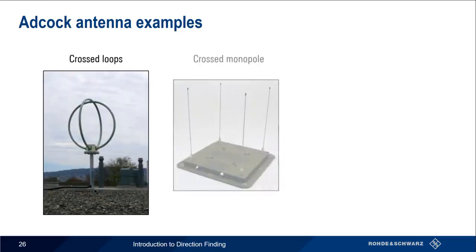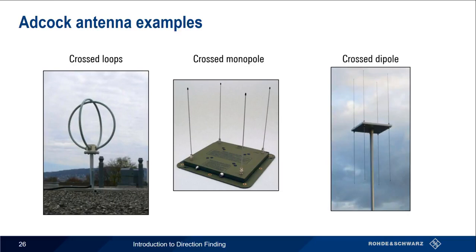And here are a few examples of what these look like in actual implementations: crossed loops, a crossed monopole, and a cross dipole. Note the mounting of the monopole versus the dipole antennas. It's also important to note that one could quite easily confuse some of these antennas with typical Doppler DF antennas based on the number and arrangement of elements.